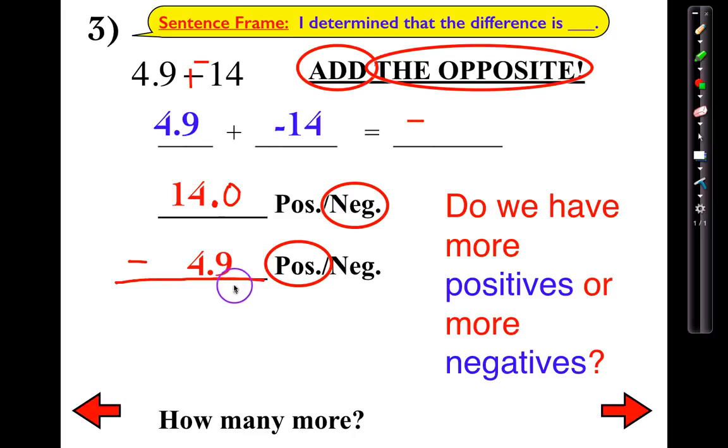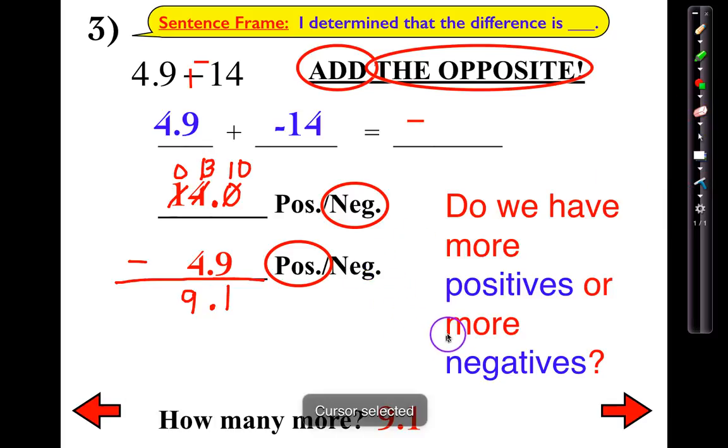You can't do 0 minus 9. You're going to have to borrow. This will become a 10. This will become a 3. 10 minus 9 is 1, bringing down that decimal. 3 cannot subtract 4, so I must borrow. Makes this a 13. 13 minus 4 is 9. So how many more negatives are there than positives? I will say that there are 9 1/10 more negatives. So my final answer is negative 9 1/10.